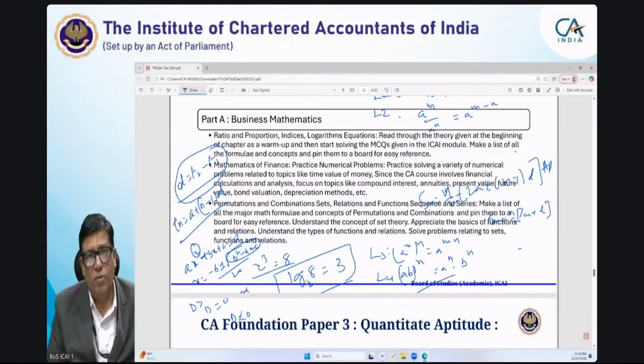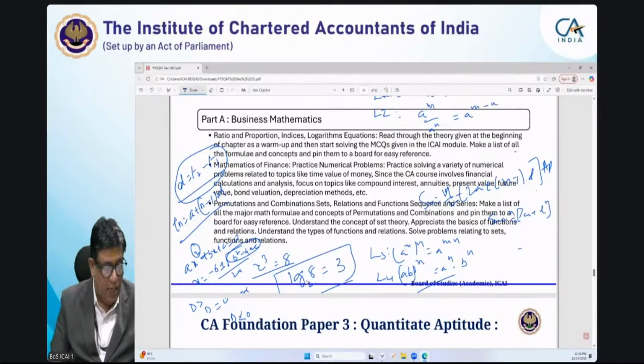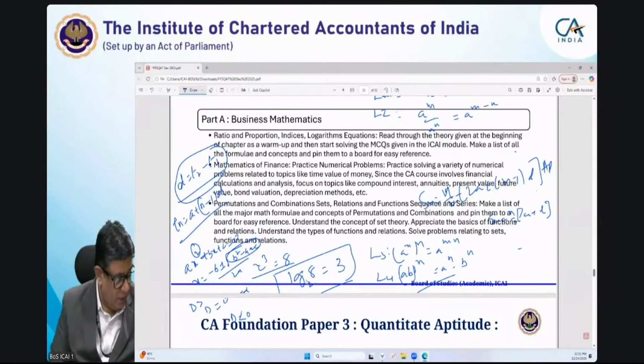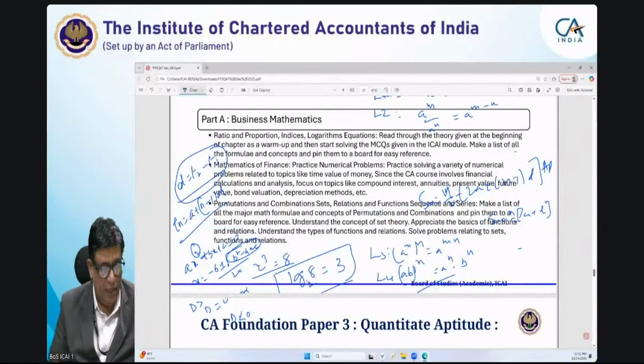The sum of the squares of the first n natural numbers is n into n plus 1 into 2n plus 1 by 6, and the sum of the cubes of the first n natural numbers is n into n plus 1 by 2 whole square, and the sum of the first n odd numbers is n square.